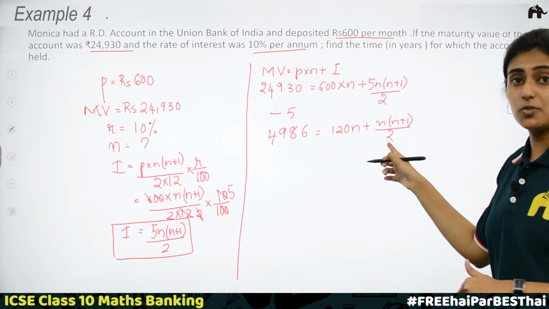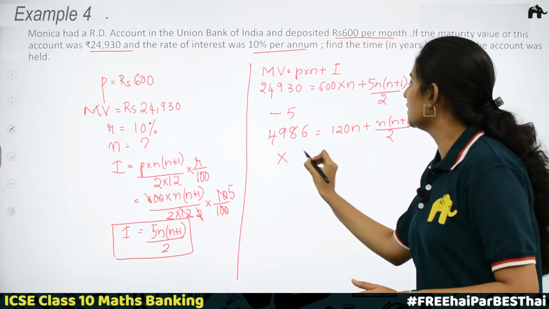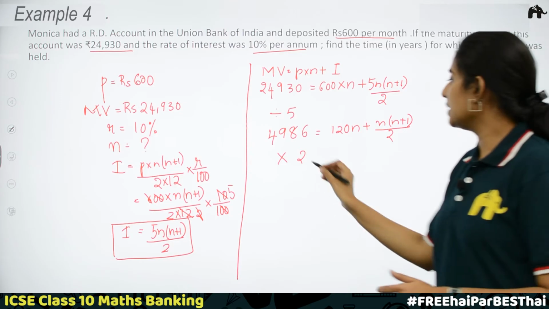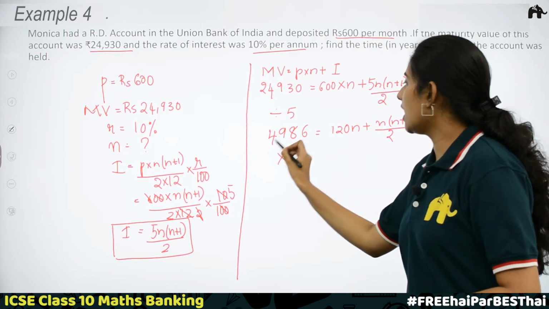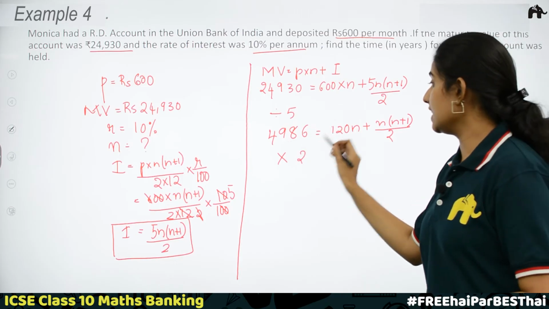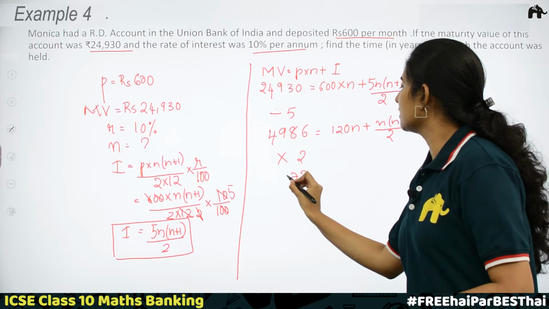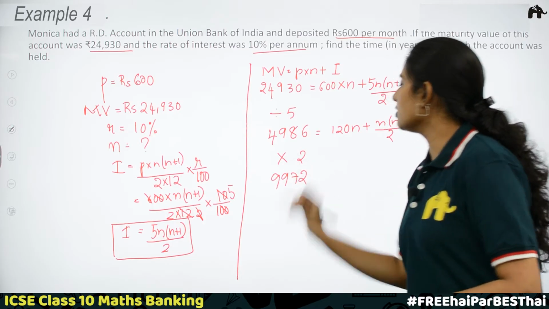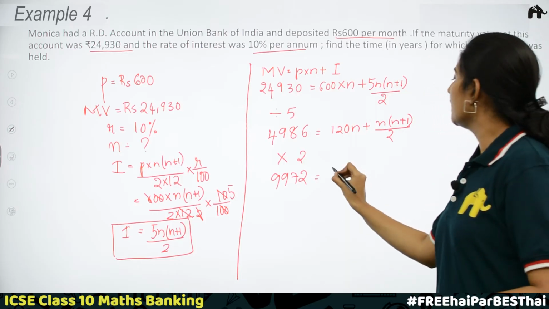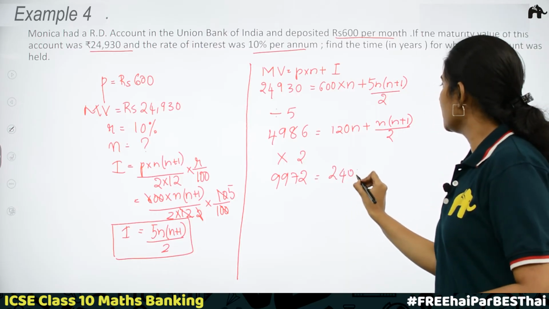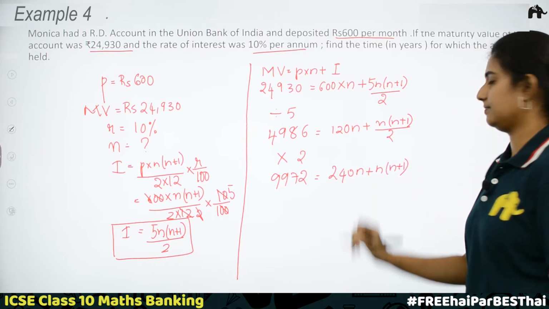Next, we have to remove this 2. For that, what can be done? We can multiply throughout with 2. Okay, multiplying throughout by 2. That is 4,986 into 2. You will be getting 9,972 is equal to 240n plus n into n plus 1.